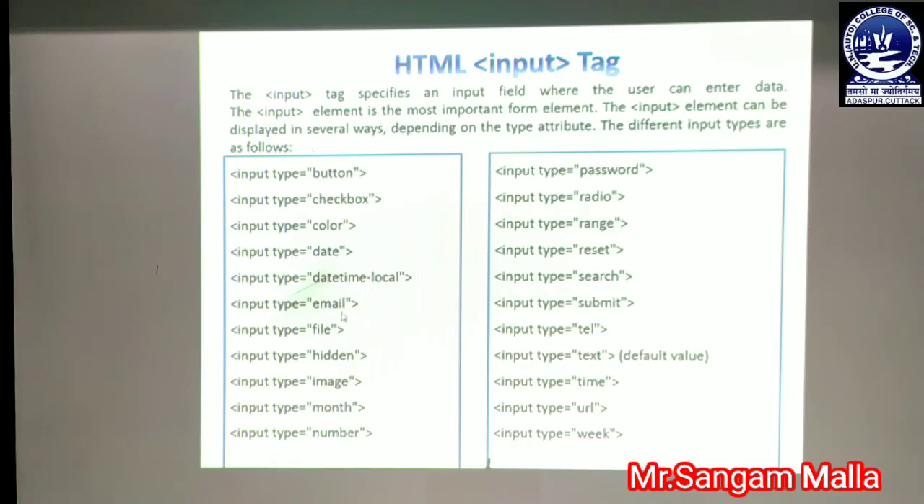If we are interested in giving any email address, we can simply write input type equal to email. If we are interested in giving any file or a link to a file, we can give input type equal to file. Similarly, whenever we have to hide any tool from the web page, we can simply write input type equal to hidden. If we are interested in giving an image, we can write input type equal to image.